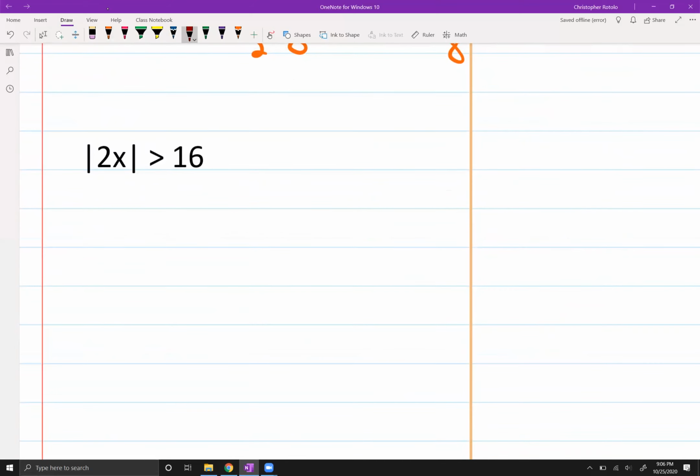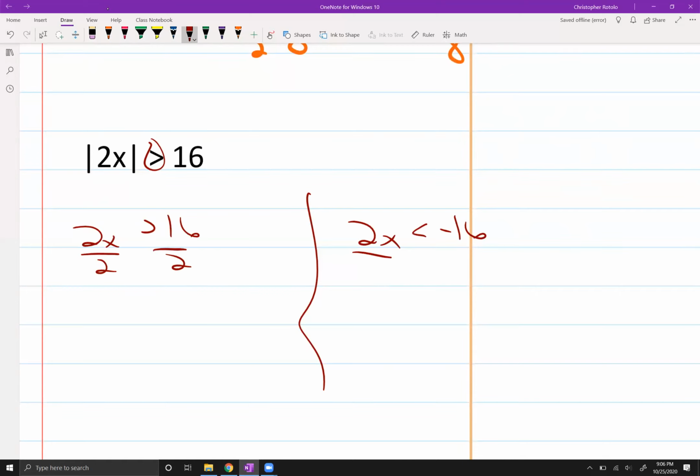All right, so all by itself, so that's a good thing. So 2x is greater than 16. What's the other half going to be? 2x stays exactly the way it is. I got to change the inequality to less than -16. That means these would work. Divide by 2 all over the place. X is greater than 8 and x is less than -8.